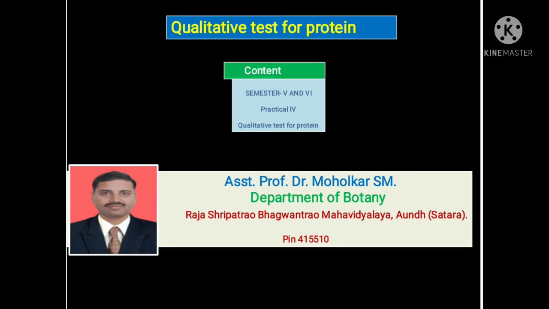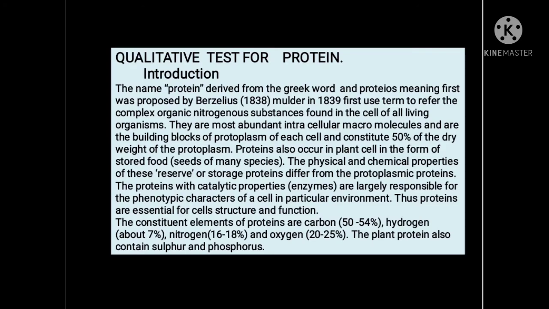The name protein, which is derived from the Greek word proteos meaning first, was proposed by Berzelius in 1838. Mulder in 1839 first used the term to refer to the complex organic nitrogenous substances found in the cell of the living organisms. They are the most abundant intracellular macromolecules and are the building blocks of the protoplasm of each cell, and constitute 50% of the dry weight of the protoplasm.